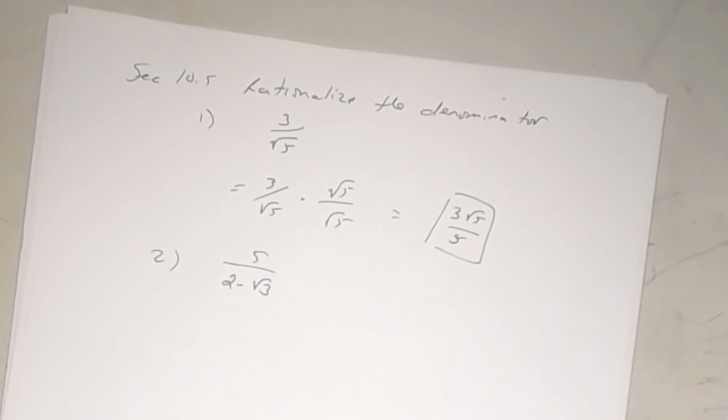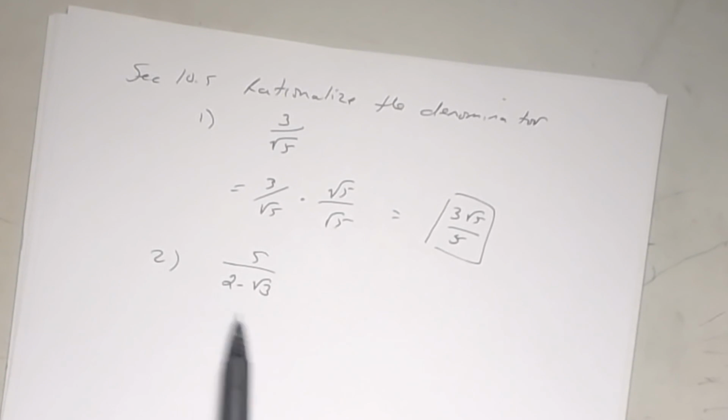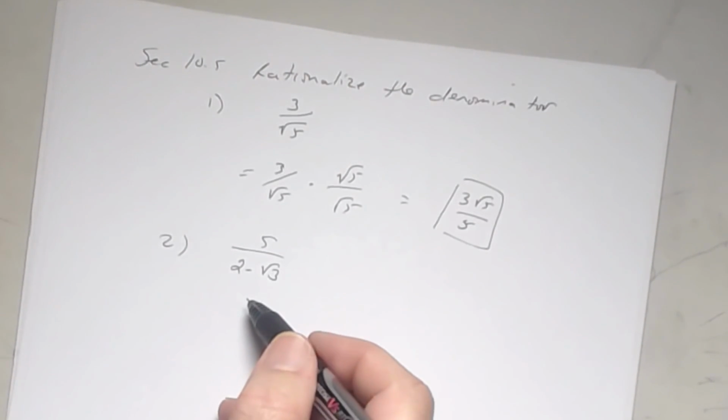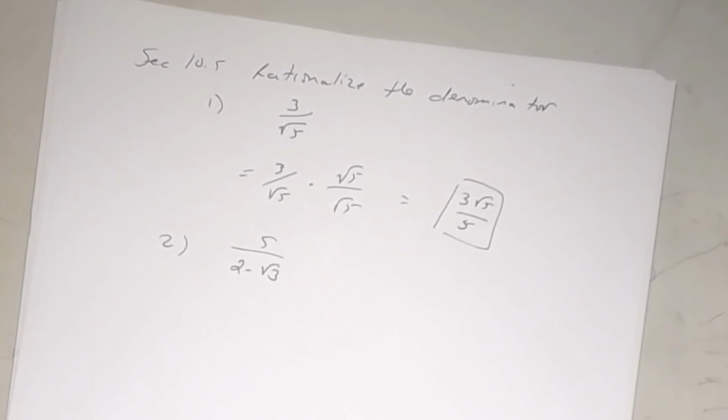But it's a binomial. Remember how we multiplied by the square root of 5? You may think, can't you just multiply by the square root of 3? No, because this right here would be 2 times the square root of 3, and that's still irrational. But here's the idea: when you have a binomial, and one of the terms is a square root, to make it rational, you're going to multiply by its conjugate.